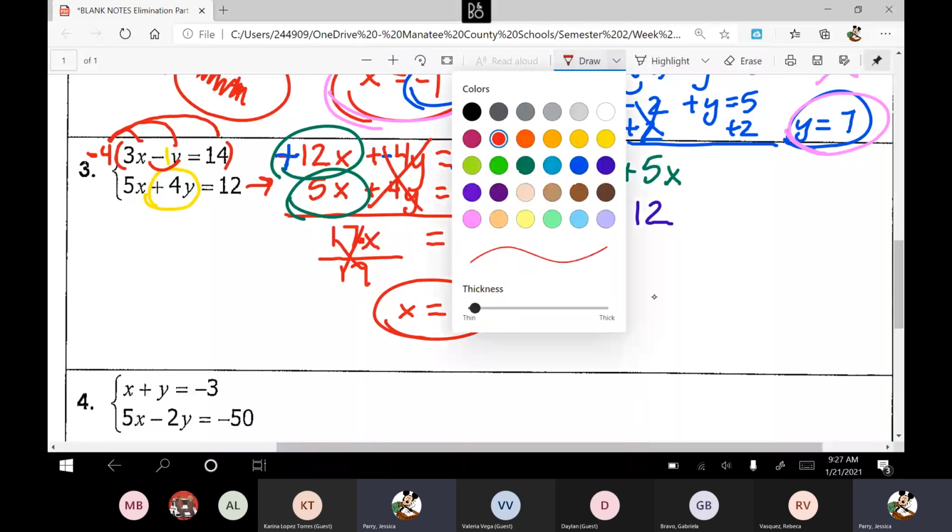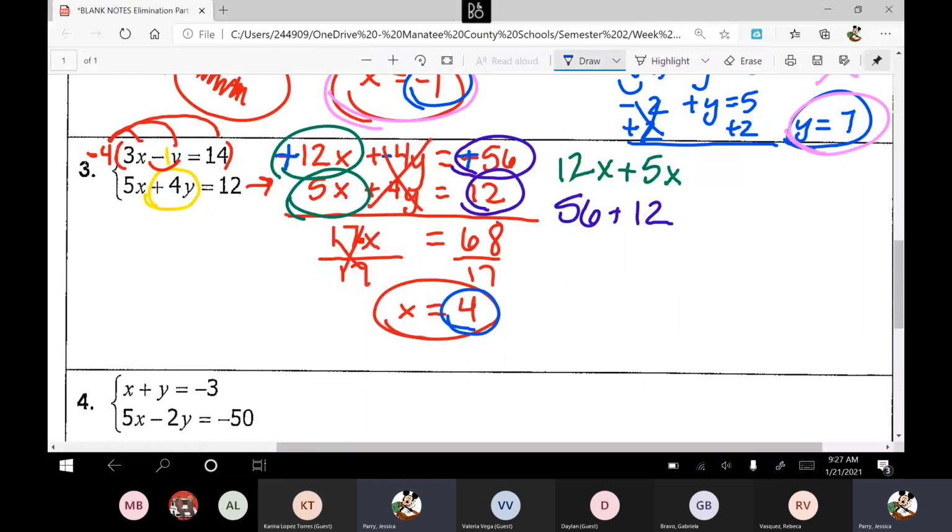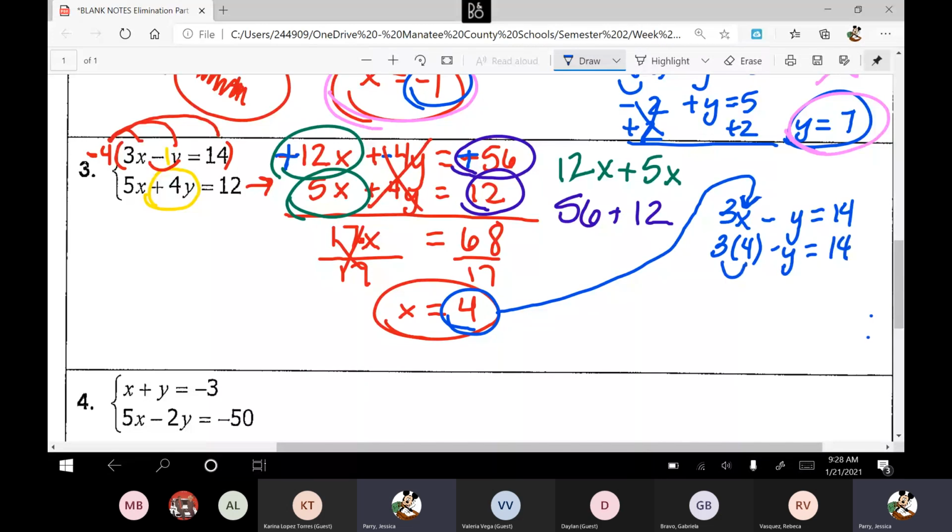Okay, let's take our answer, this 4, and plug it into our easier equation. It looks like the first one, the 3x minus y equals 14. That one looks a little bit easier. I'm going to take this 4 and plug it into our x. So it's 3 times 4 minus y equals 14. And then let's start simplifying. 3 times 4 is 12. Bring down the rest of it.